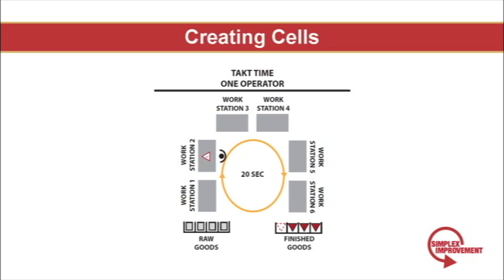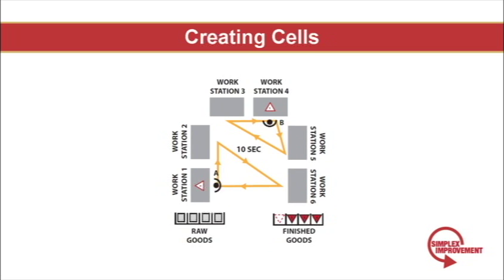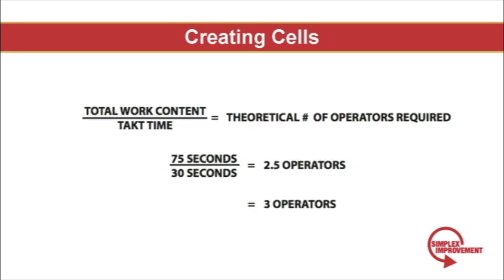So now that you know how much each worker outputs, you now need to know the theoretical number of workers you need as demand or takt time changes. This is a simple calculation. You take your total work content and divide by the takt time. In this case, your total work content is 75 seconds and our takt time is 30 seconds. This means we need 2.5 workers to meet takt. We rounded up to 3 because we can't have half a worker.